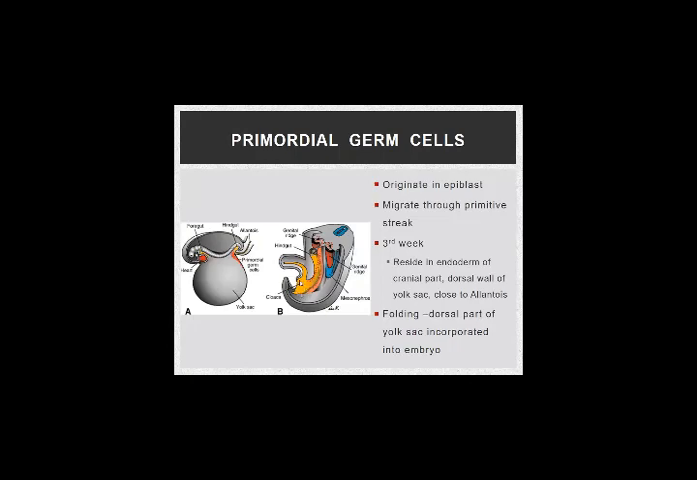Okay? So the primordial germ cells are in the endoderm, cranial part of the yolk sac in the dorsal wall. This part is close to the developing allantois. What happens is that when folding occurs, this dorsal part of the yolk sac is incorporated into the embryo. So the yolk sac is incorporated into the embryo.